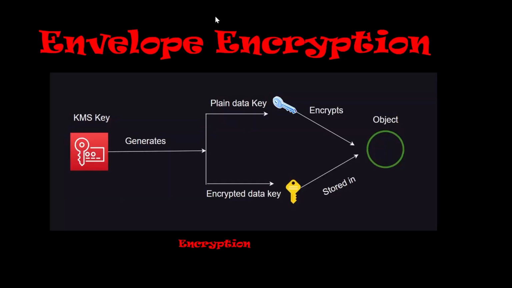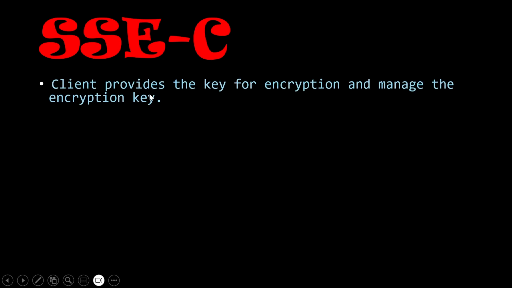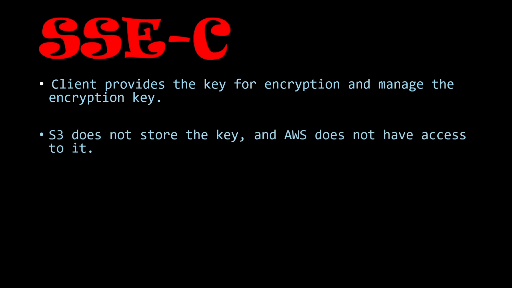That doesn't mean that all the resources are encrypted by the same data key. One KMS key can generate different data keys to encrypt different resources. Now let's understand server-side encryption with client-provided keys. You as a user need to provide the key for encryption and manage the encryption key. S3 does not store a key at all, and AWS does not have access to it.